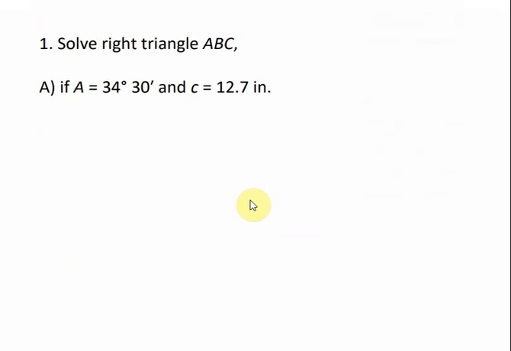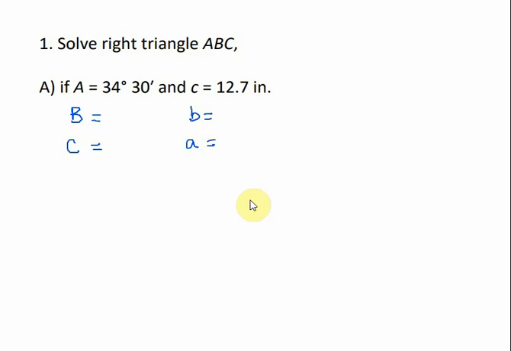So we're going to solve a right triangle given that angle A is 34 degrees 30 minutes and side c is 12.7 inches. So if we're going to solve this triangle, that means that we need to find angle B, angle C, side b, and side a.